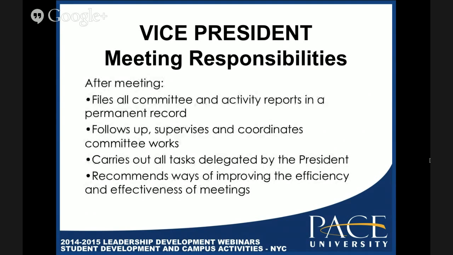After the meeting, the Vice President will file all committee and activity reports in a permanent record. They'll follow up, supervise, and coordinate committee works. They'll carry out all tasks delegated by the President, and will recommend ways of improving the efficiency and effectiveness of meetings.